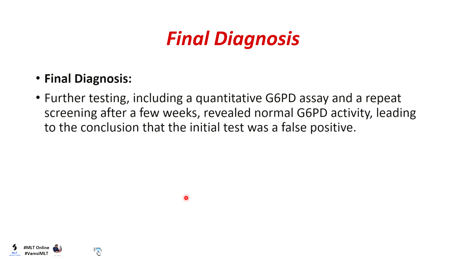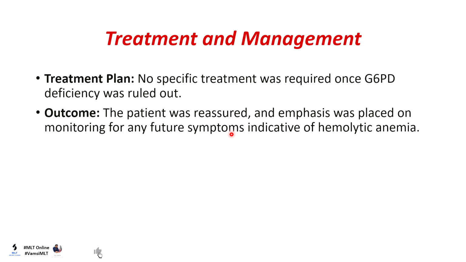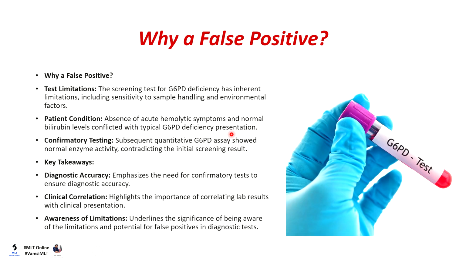So, the final diagnosis. Further testing, including a quantitative G6PD assay and repeated screening over a few weeks, revealed normal G6PD activity, leading to the conclusion that the initial test was a false positive. For treatment and management, no specific treatment was required once G6PD deficiency was ruled out. The patient was reassured, and emphasis was placed on monitoring for future symptoms indicative of hemolytic anemia.